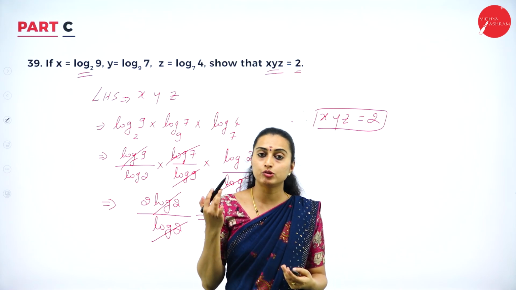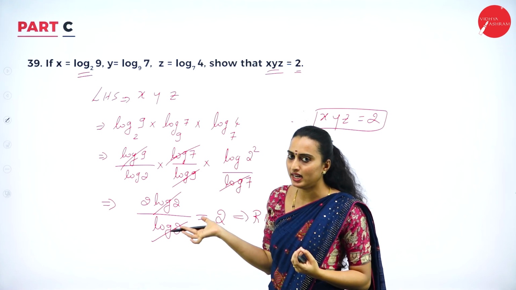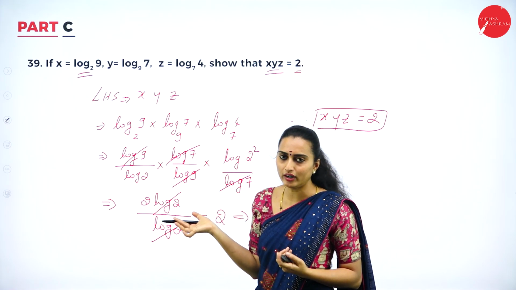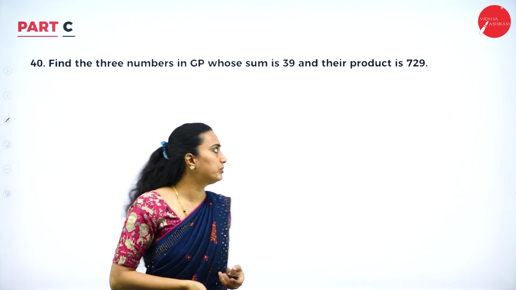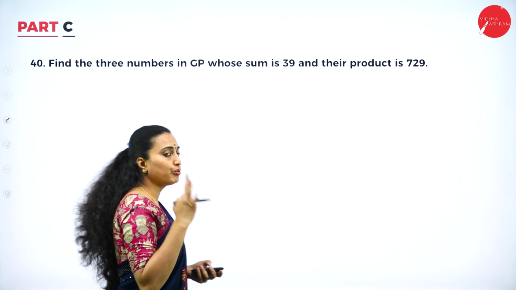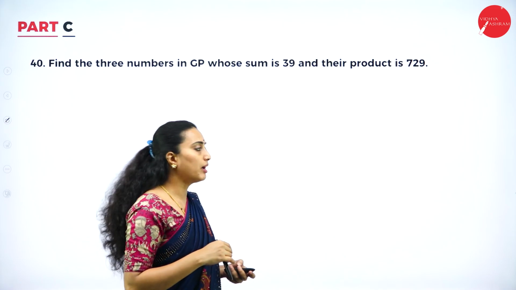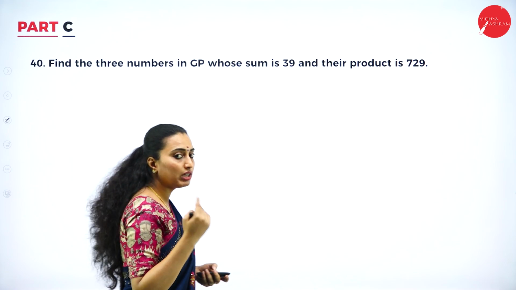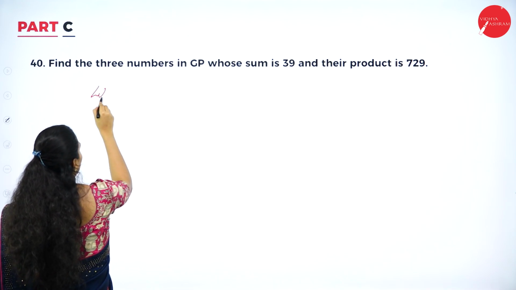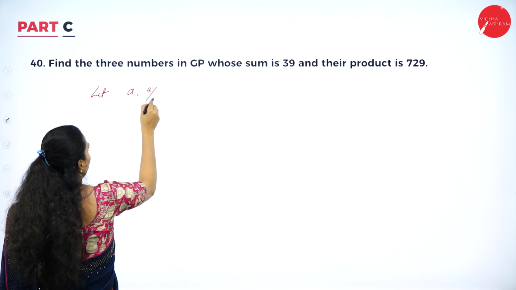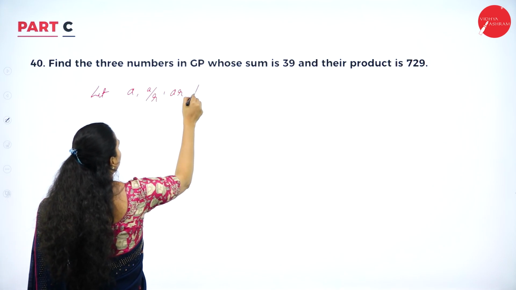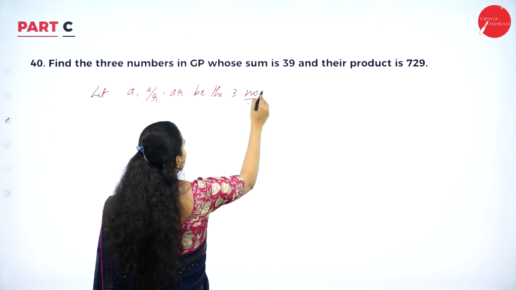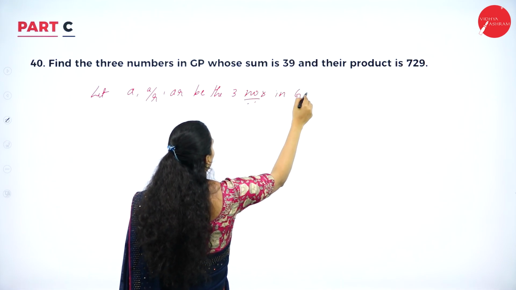So I hope you understood these steps, and you cannot skip any steps here. Don't skip. Got it? Now we'll be moving on to the next problem, dears. What they have asked: find the three numbers in GP whose sum is 39 and their product is 729. So what are the three numbers? Assume let a, a by r, ar be the three numbers in GP.